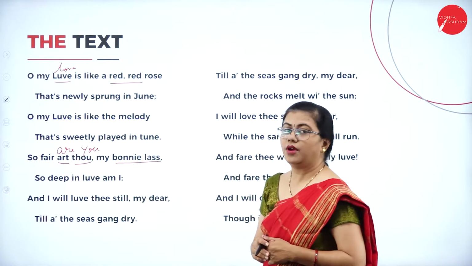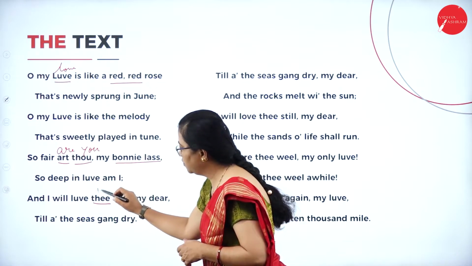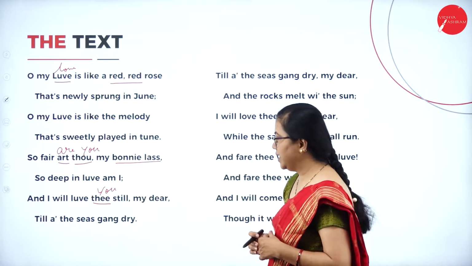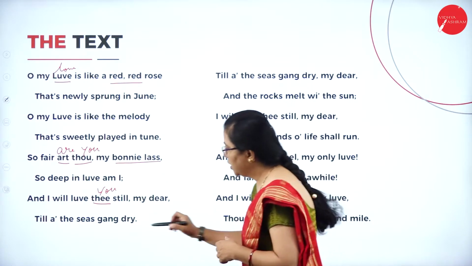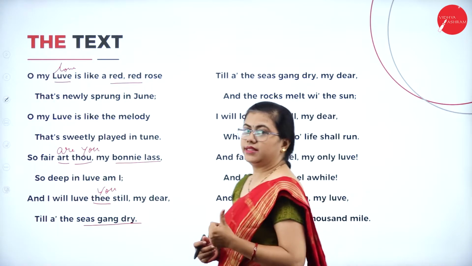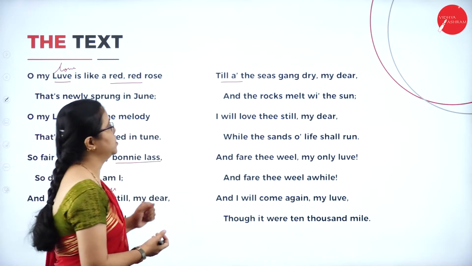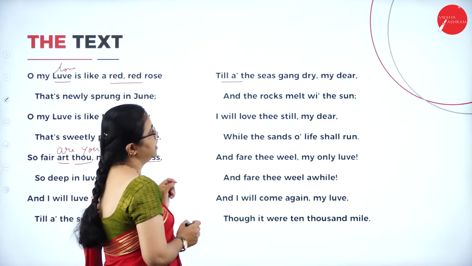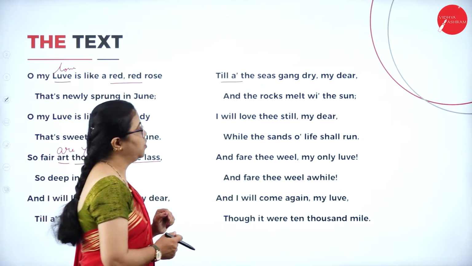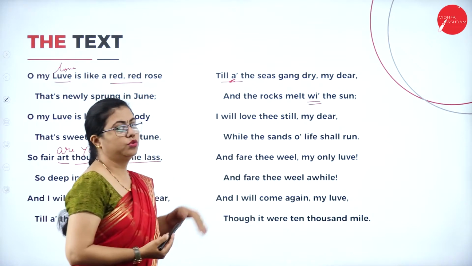So deep in love am I, and I will love thee still. This also means you. I'll love you still, my dear, till the seas gang dry. So gang dry, the seas go dry. This is just for the poetic effect, just for the rhythmic effect he has used this type of usage. Till the seas gang dry, my dear, and the rocks melt with the sun. Here you can see there is apostrophe. I'll come back to this later. We'll just go through the poem once.